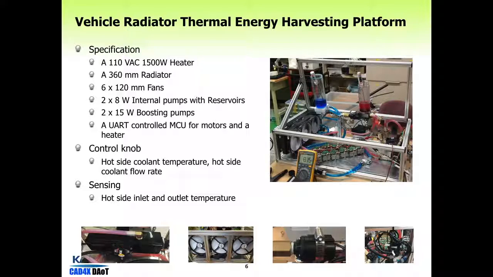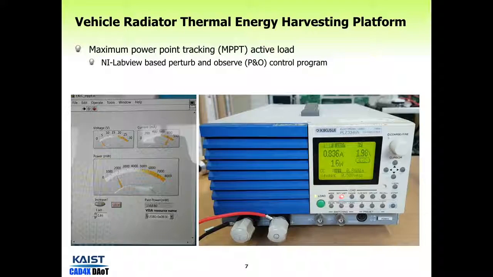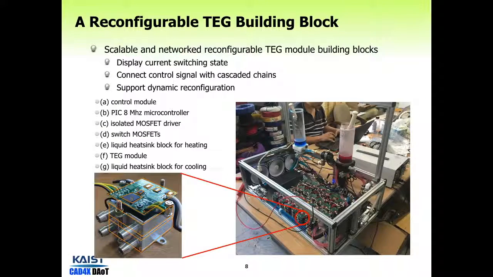In the figure, the emulator consists of hot and cold coolant circulation systems with reservoirs and pumps with pulse width modulation control, a heater with on and off control, an air-cooled radiator, and a reconfigurable TEG array. For the vehicle radiator thermal energy harvesting platform, we use an active load with the ISLPED-based perturb and observe control program.